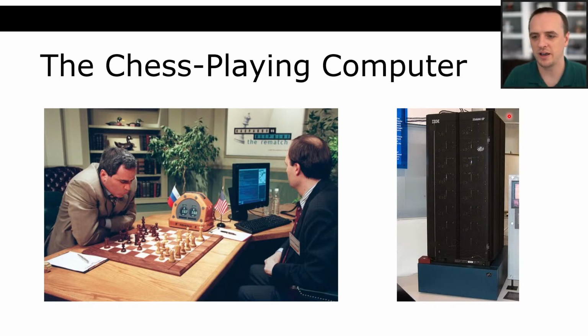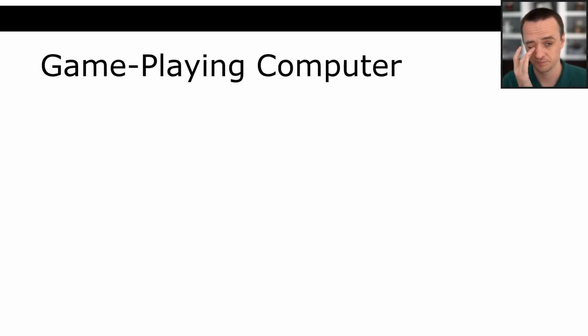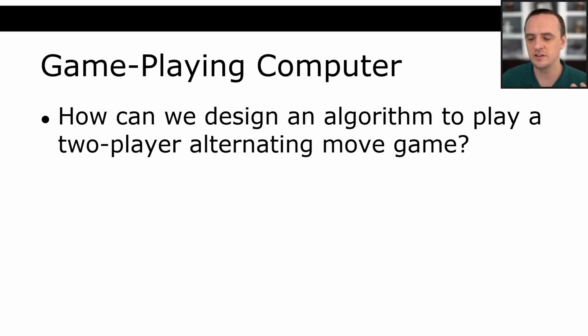And so that was a really big moment in the history of AI. It was by far the biggest headline that artificial intelligence had ever made in the world up to that point, that a computer had finally beaten the world champion at chess, and that was Garry Kasparov, I believe in 1997. So how could we design something like Deep Blue? How could we design an algorithm to play a 2-player alternating move game?